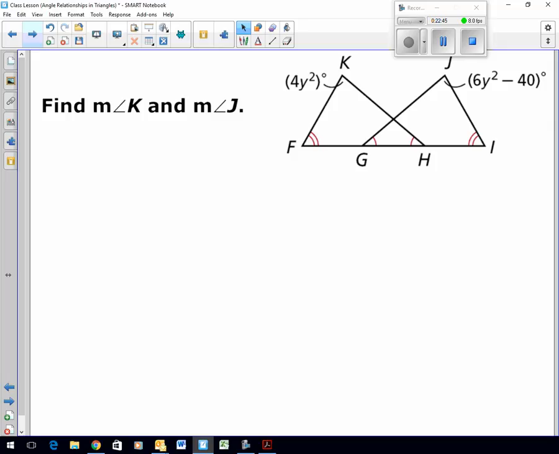Okay, how many triangles here? I got 3, but 2 will work. I've got 2 that I'm worried about: triangle FKH and triangle IJG. The keen observer notices they have how many angle degrees in common? 2 pair, correct? G and H are in common, F and I are in common. The third angles have to be what? Congruent. So 4y squared has to equal 6y squared minus 40.